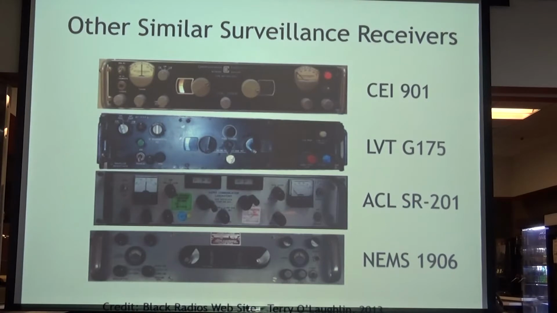Before I get into that, these are other similar receivers made by the CEI Corporation, LVT, which I'm not that familiar with, ACL and NEMS-Clark Corporation. Actually, this probably was the first receiver manufactured, at the same time frame as the one I purchased. Then the CEI would have been the second, and then this ACL, which is the Astro Communications Laboratory. They made very high-end devices.